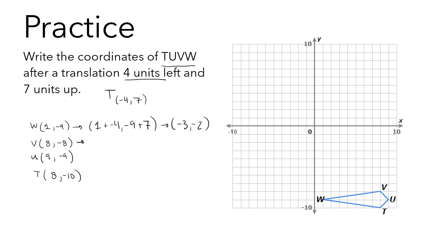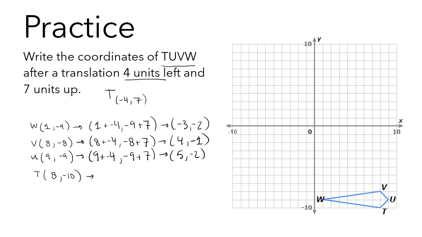Let's do the next one. 8 plus -4 and -8 plus 7. That becomes (4, -1). And continuing on, 9 plus -4, -9 plus 7. That will give me (5, -2). And lastly, 8 plus -4 and -10 plus 7 gives me (4, -3).